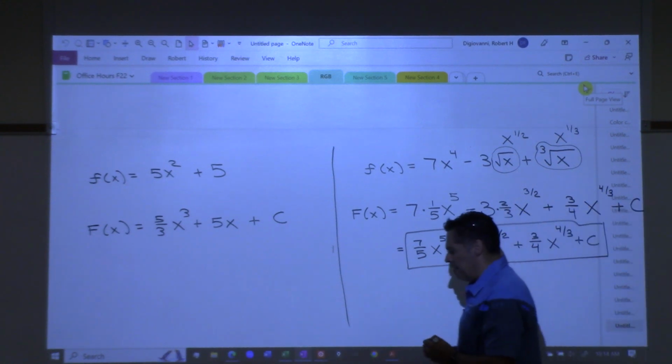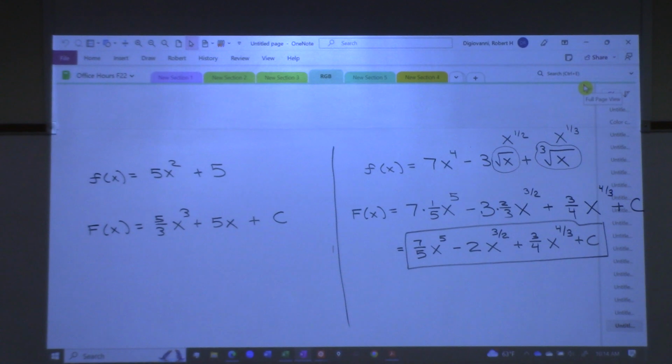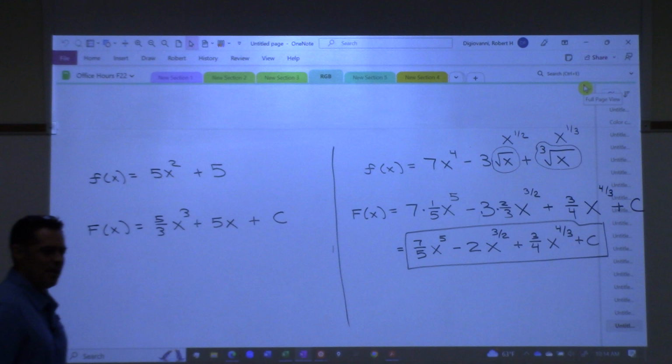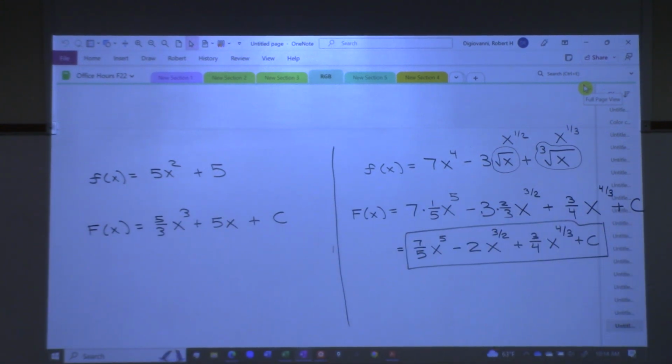Does anybody have any good news? I mean, in terms of checking your answer. There's actually some good news here, isn't there? You can always check your answer and see if you got it right. How? Take the derivative, right? If the derivative of that gets you back what you started with, then you have the right answer, right? That's good. Any questions? No?